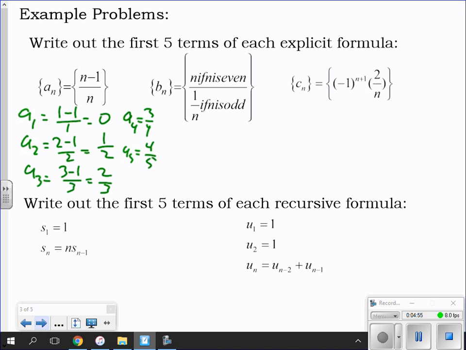But you plug in the n, plug in whatever term you're looking for, and find the next one. So if I want the 100th term, it would be 100 minus 1 over 100, or 99 over 100. Okay?